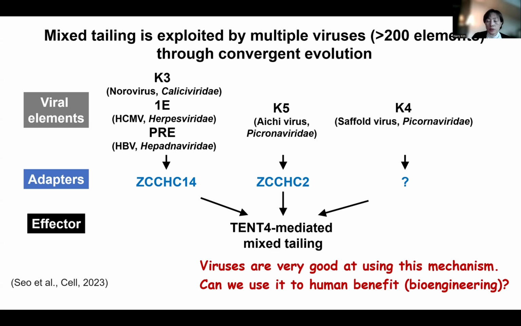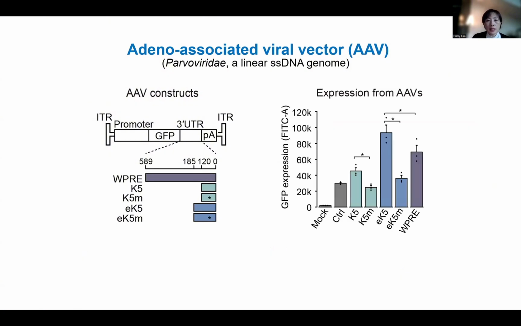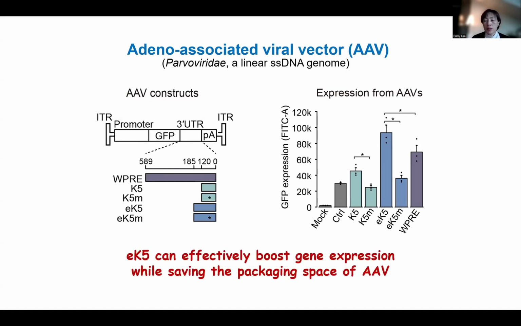Another question that we had is, since viruses are very good at using this mechanism, can we use it to our own benefit? To test that, we used an adeno-associated viral vector, AAV, to insert K5 or an extended form of K5 and compared with WPRE, which is much longer in size, and found that EK5 can effectively boost gene expression. Compared to EWPRE, it's more effective. And since it is much smaller, it can also save the packaging space of AAV.